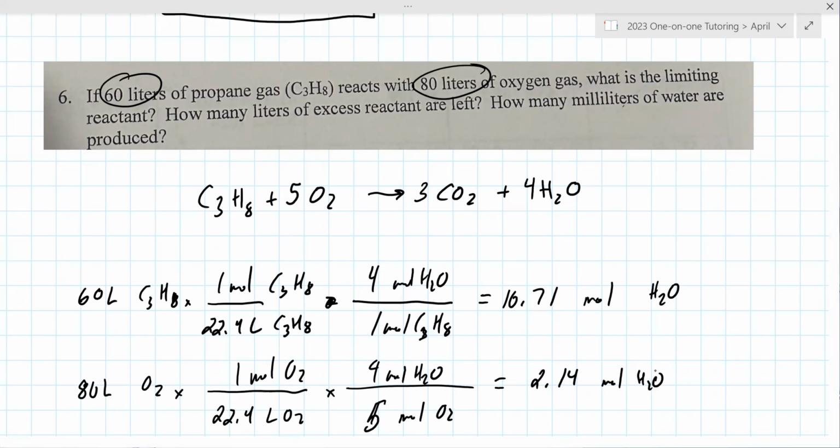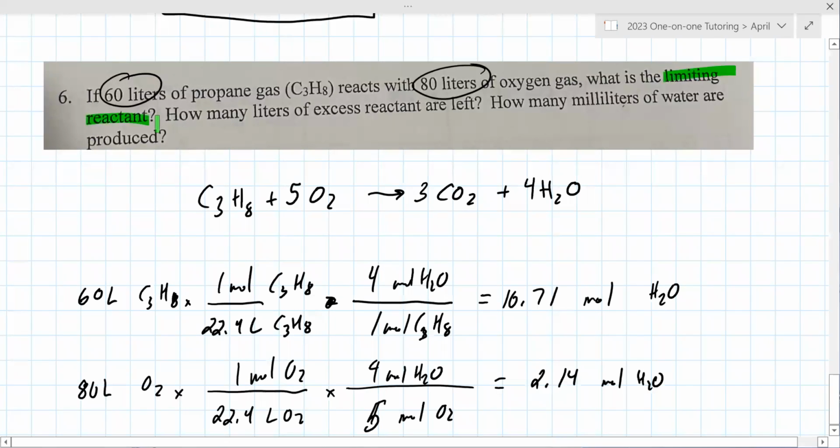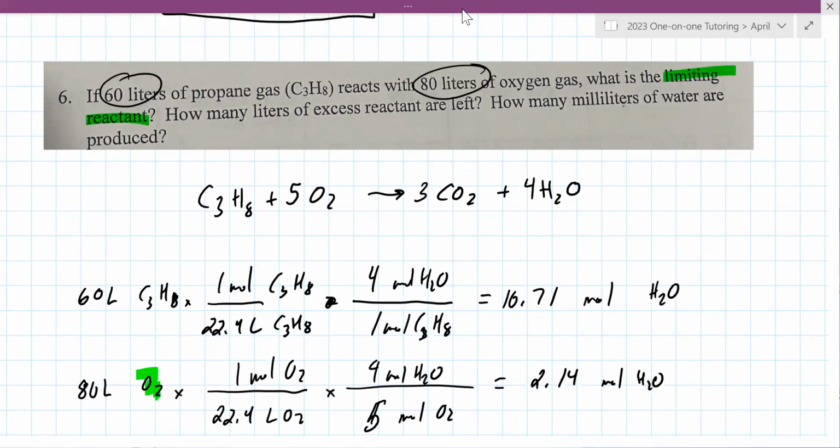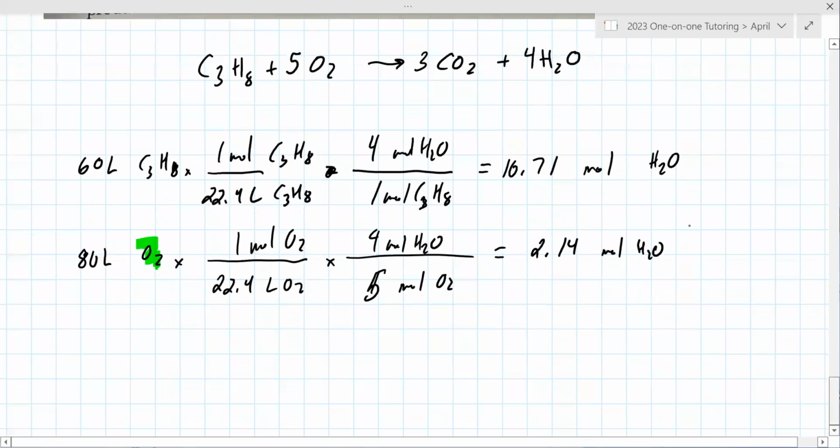The limiting one here is the O2. Limiting reactant is the O2. So we say, okay, since we're going to consume all of the 80 liters of the oxygen gas and we're going to make 2.14 moles of H2O, how many liters of the C3H8 did we actually need? So you always go from the limiting one, restart.